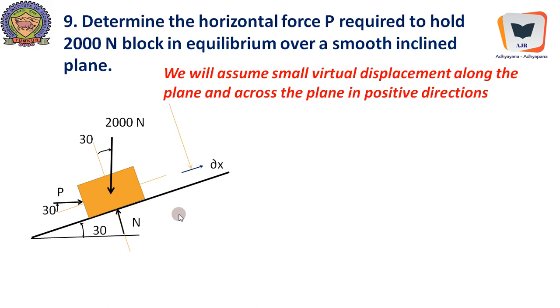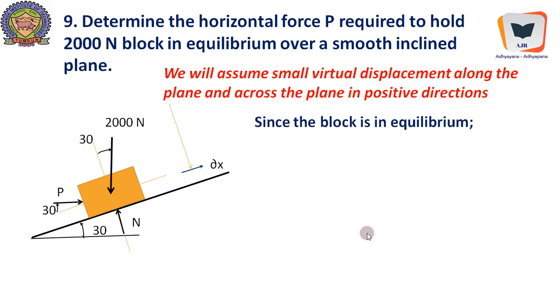In any problem related to an inclined plane and finding reactions, we should remember that we should assume the inclined plane itself to be the x-axis and a line perpendicular to the inclined plane to be the y-axis. Therefore, this is the displacement given along the incline rightwards. Therefore, this virtual displacement is positive.